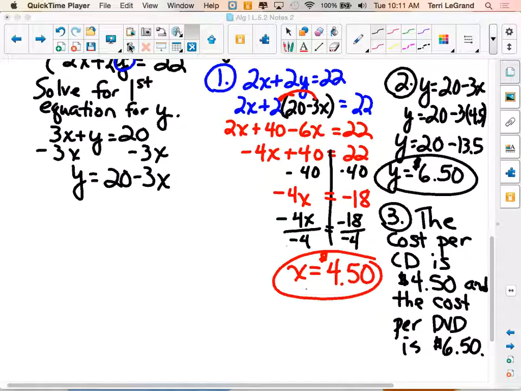Okay, then you are ready to get started on your homework. You have 9 problems again. But this time you're doing check problems for the ones that aren't word problems.